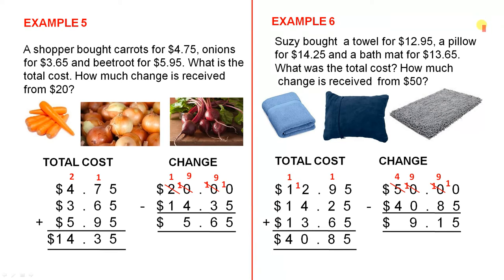Example 6. Susie bought a towel for $12.95, a pillow for $14.25, and a bath mat for $13.65. What was the total cost, and how much change is received from $50? So you add the three prices to give you the total cost, which is $40.85. For the change, it's $50 minus $40.85. I'll leave you at your leisure to work out that the trading has been done correctly.